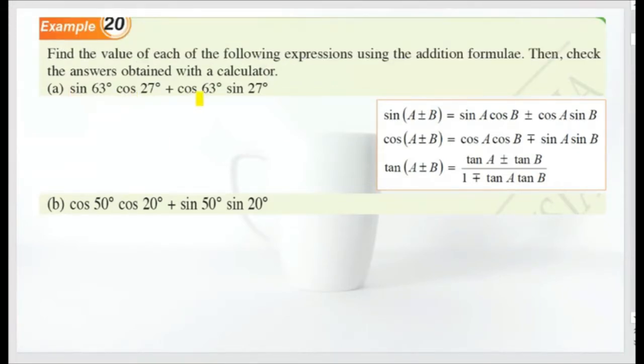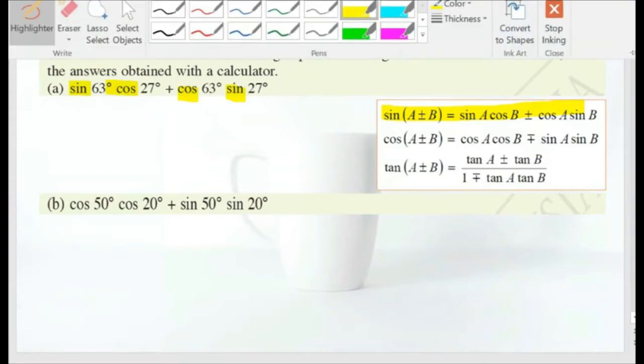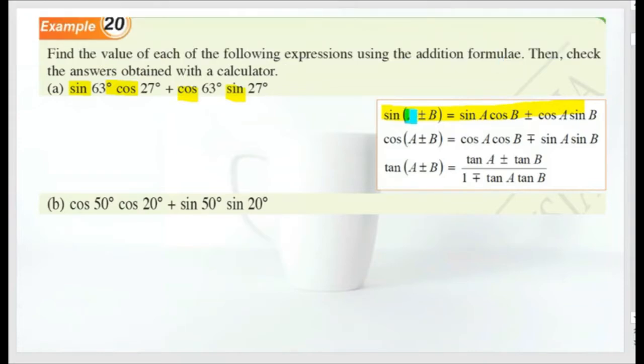Sine, cos, sine. We have to find which formula uses sine, cos, sine. It's the first equation, right? Correct or not? Sine cos plus cos sine, right? Okay, so we use the first one. A plus B. This one is plus, right?